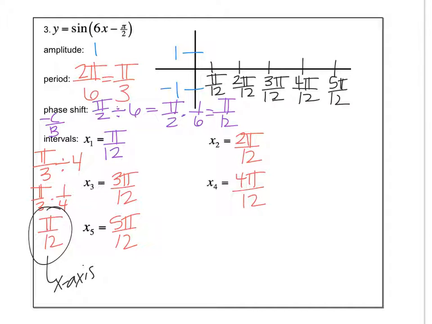So I filled those values in. And now I'm going to start on which point? Pi over 12 is the starting point, and that's my intercept. Then you're going to go to your max. Then intercept. Then you're going to do minimum. Then you're going to do intercept.